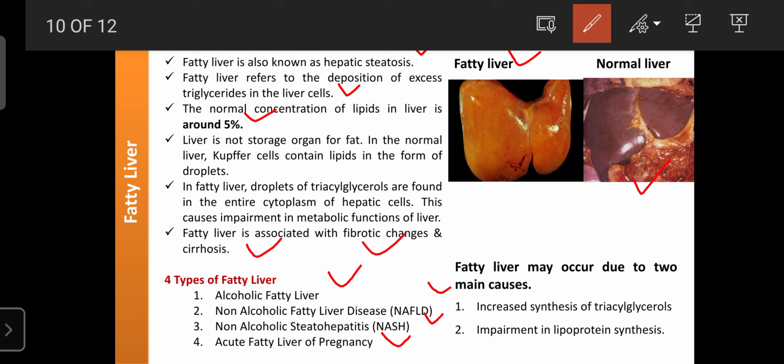Okay, so the lipoproteins are impaired due to lack of vitamin E as an antioxidant, lack of vitamin C, and certain hormonal imbalances, which cause impairment in lipoprotein synthesis. Then they are responsible for causing fatty liver.